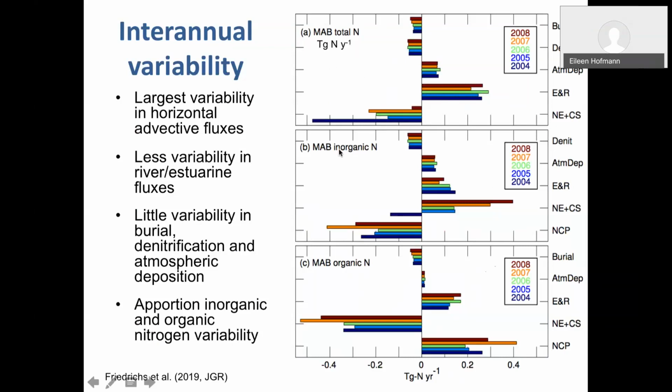This is for the total nitrogen. If we look at inorganic nitrogen, what we're seeing is that the net community production on the shelf is important in regulating this flux, but also the advective flux is very important. And also, if we look at the organic nitrogen, we see a similar pattern. All right, so there's little variability in the burial and denitrification and atmospheric deposition rates, but what we see is that there is a lot of variability in the net community production and in the advective fluxes. So what this does is allow us to apportion the inorganic and organic nitrogen variability.